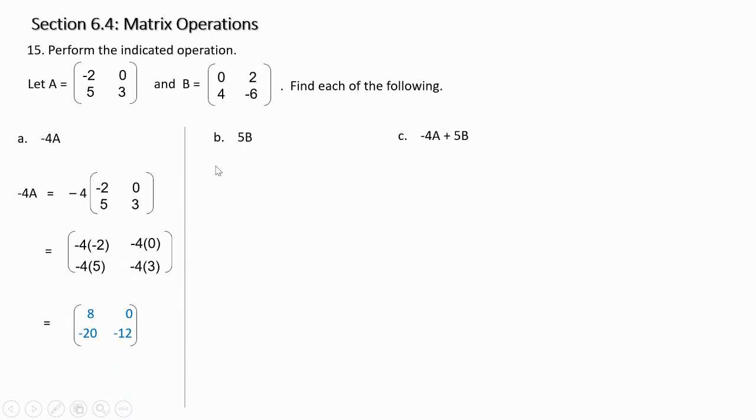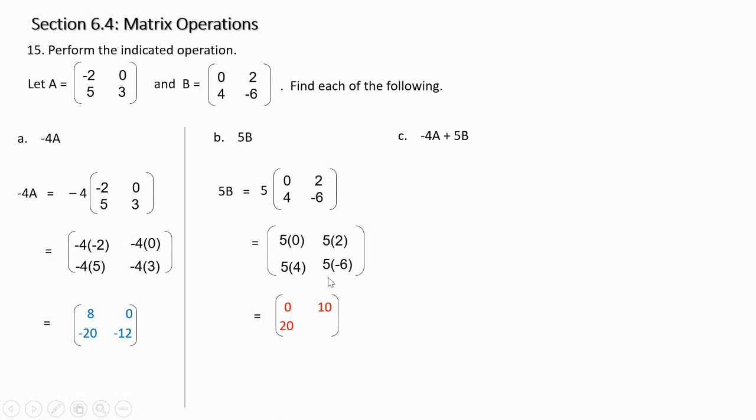Okay. Now let's do 5 times b. So again, 5 times b will be 5 times every element in b. So it will be 5 times 0, 5 times 2, 5 times 4, and 5 times negative 6. So 5 times 0 will give us 0. 5 times 2 will give us 10. 5 times 4 will give us 20. And 5 times negative 6 will give us negative 30. So that's the result of 5 times matrix B.